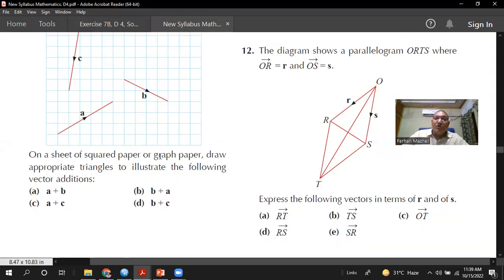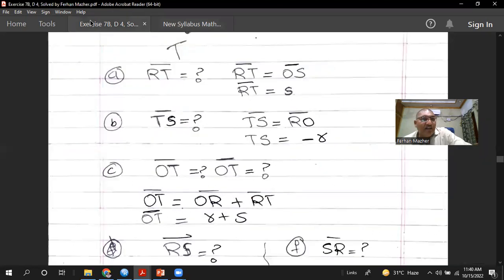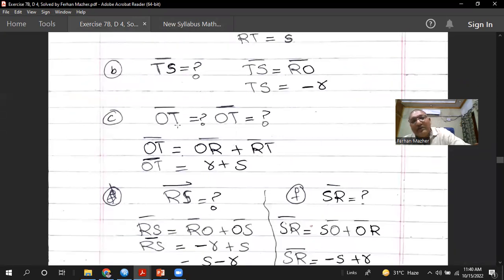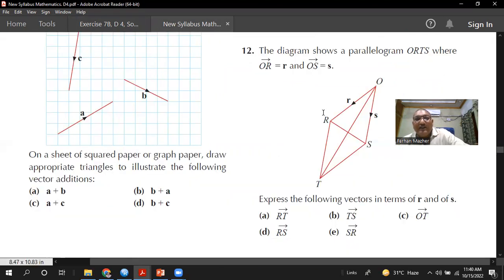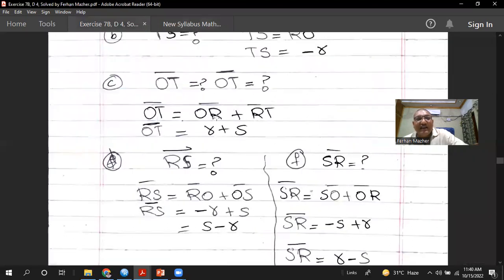Then the question is what is OT? If you want to find OT, you can see from O go to S, from S go to T. That is called bypass. So for OT, I will go from O to R plus R to T. That is bypass. O to R is R and R to T is S. So OT represents R plus S. This is how you do the C part.